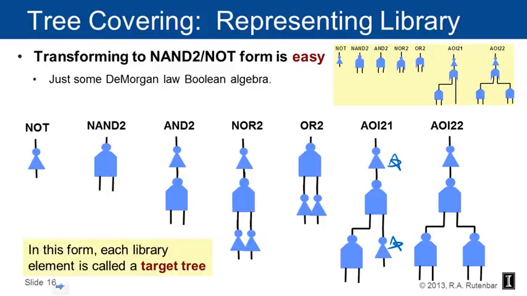I have accomplished what I wanted. My technology library is represented in exactly the same form as the output I get from multi-level logic synthesis. In this form, each library element is called a target tree. So recall, after I took the output of multi-level logic synthesis and turned it into NANDs and NOTs, I called it the subject tree. After I took every one of the elementary library gates, and even the complex gates in my technology library, and turned them into NANDs and NOTs, each of them is called a target tree.